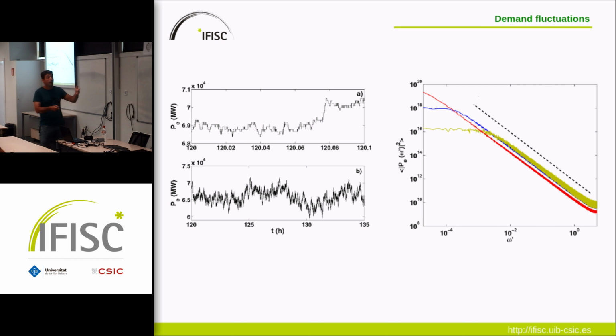But in the short time scales, so large frequencies, this decays with a power law with a slope -2. And this is characteristic of a random walk. So this stochastic process is like that. For short time scales, it is a random walk: devices switch on and off.